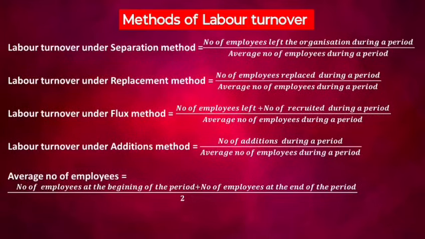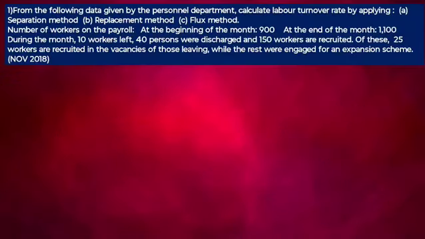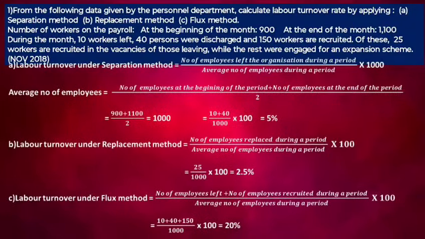Next, the problem goes as: from the following data given by the personnel department, calculate labor turnover rate by applying separation method, replacement method and flux method. To recapitulate, I am reminding you again: in the separation method, mark the word left from the formula. In the replacement method, you can mark the word replaced alone, and in the flux method you have to mark both the words left and number of employees recruited.